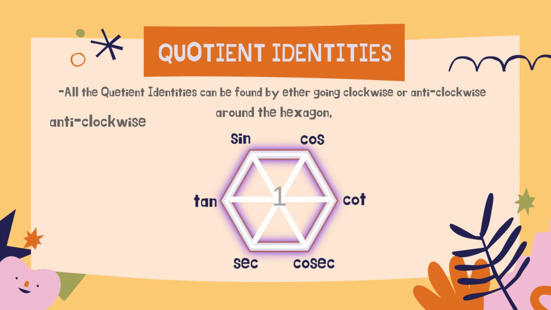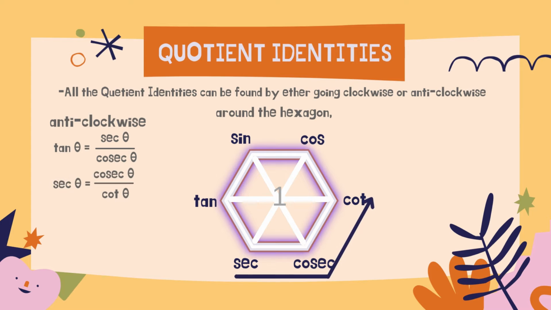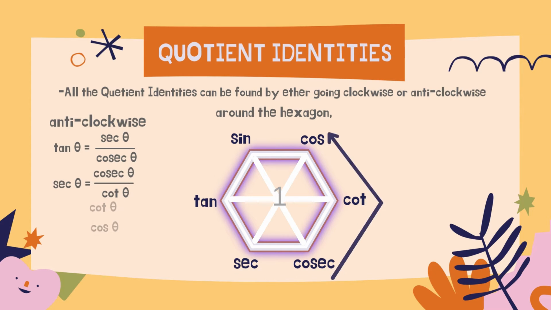For the anti-clockwise, it is the same thing all over again but in the counterclockwise direction, which is tan to cosecant: tan equals secant over cosecant. Secant to cot is secant equals cosecant over cot. Cosecant to cos is cosecant equals cot over cos.